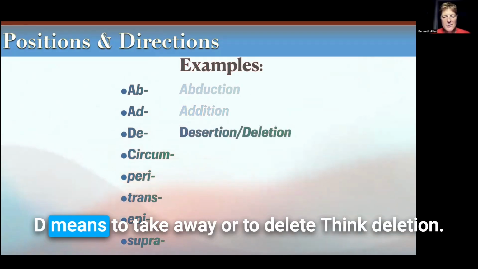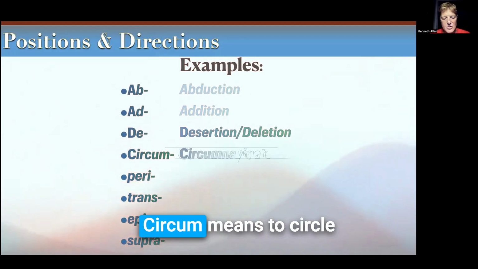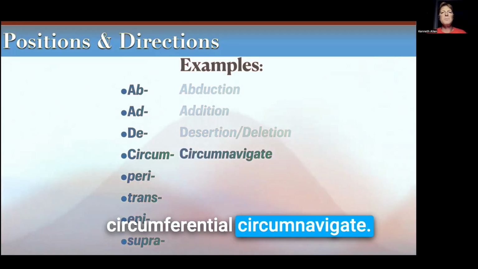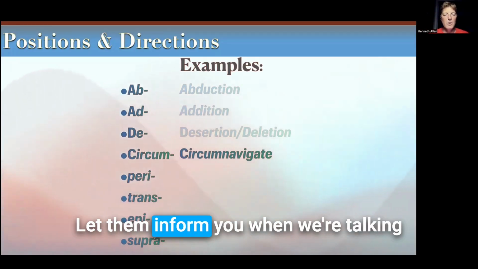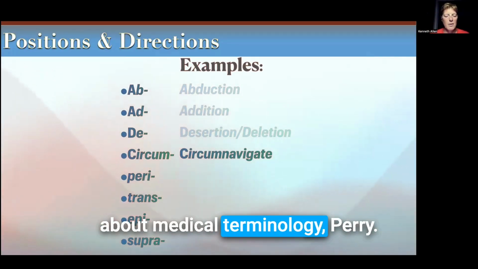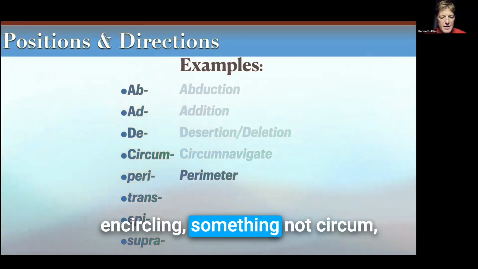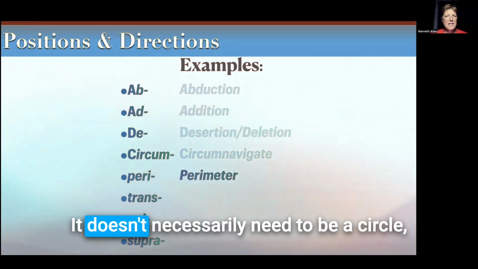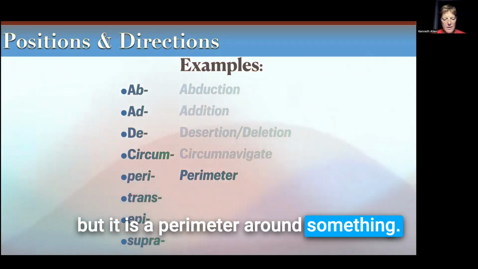De means to take away or to delete. Think deletion. Circum is to circle. Circumferential, circumnavigate. You've heard these terms before. Let them inform you when we're talking about medical terminology. Peri, around, is something like encircling something, not circumnavigating, but kind of close. It doesn't necessarily need to be a circle, but it is a perimeter around something.